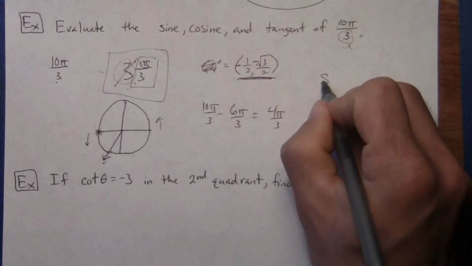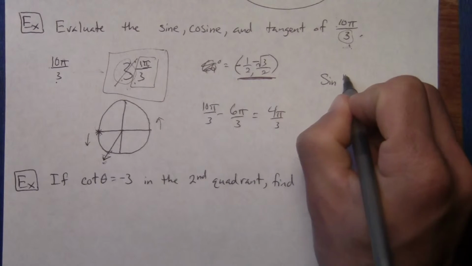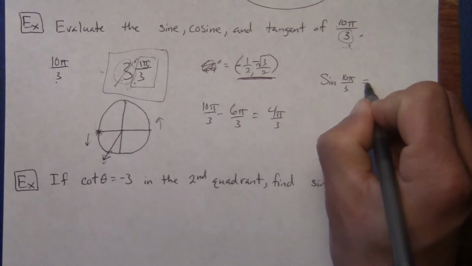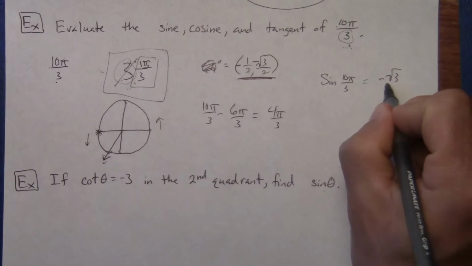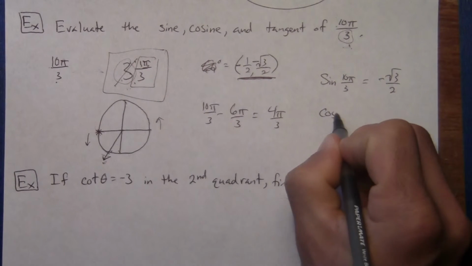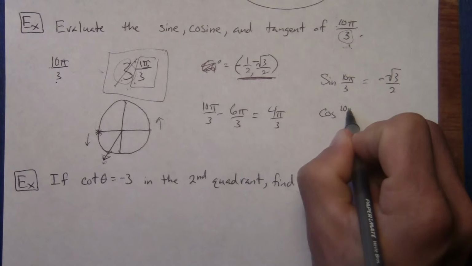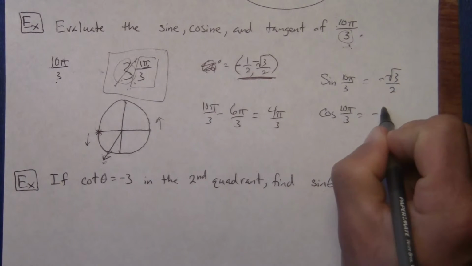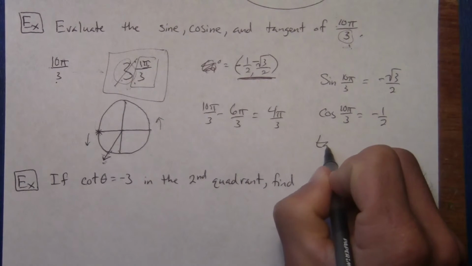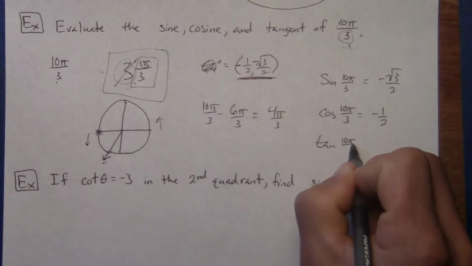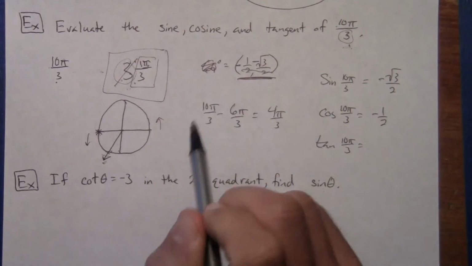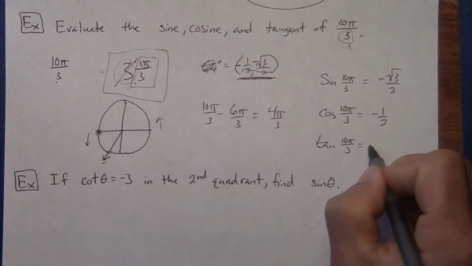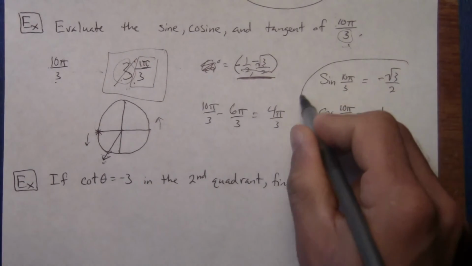And now listing out my information, the sine of 10 pi over 3, again that's the y value since I'm on the unit circle, is going to be negative square root of 3 over 2. The cosine, since it's on the unit circle, is just the x value, negative 1/2. And then the tangent of 10 pi over 3, I'm dividing two negatives, so it's going to be positive. Again, I can disregard the 2's. It's going to be the square root of 3 over 1, or just the square root of 3.